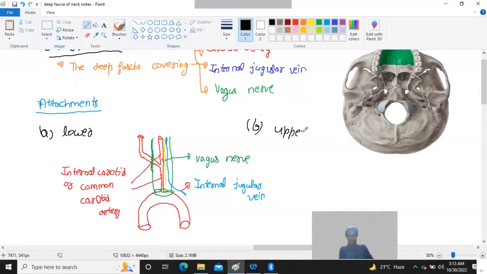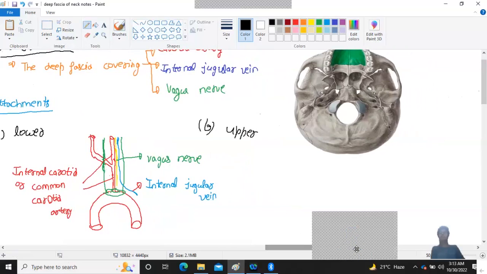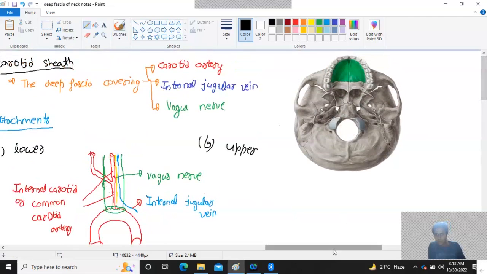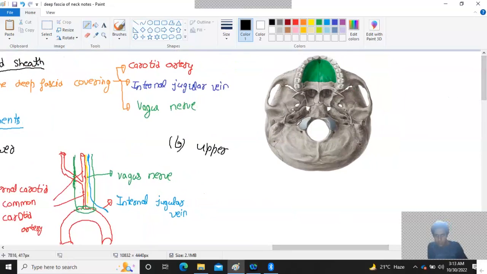Upper. So this is the skull lower region. Remember, the carotid artery and internal jugular vein go inside the skull. They enter through the different openings present in the basilar part of the skull. So first we only mark two openings, 1 and 2. First, this is the jugular foramen, for the internal jugular vein.